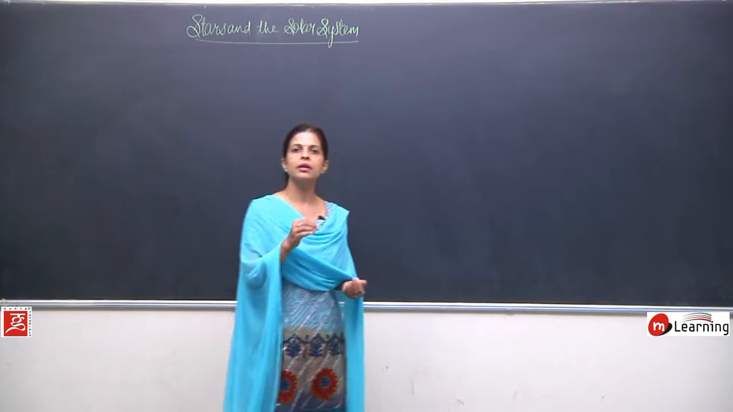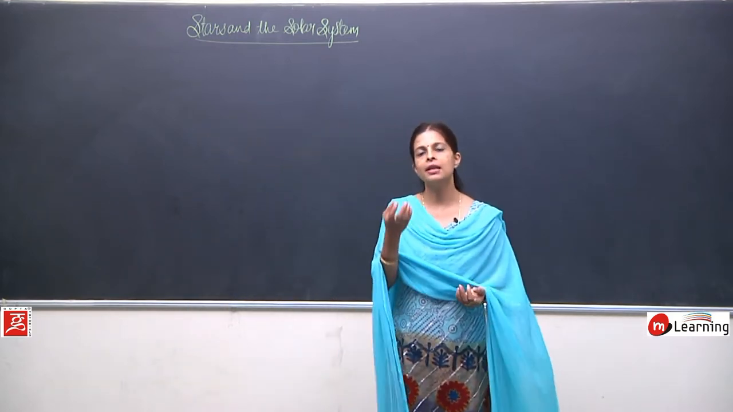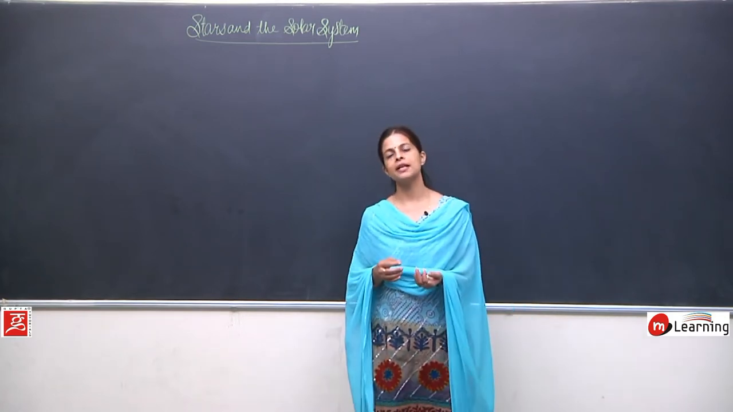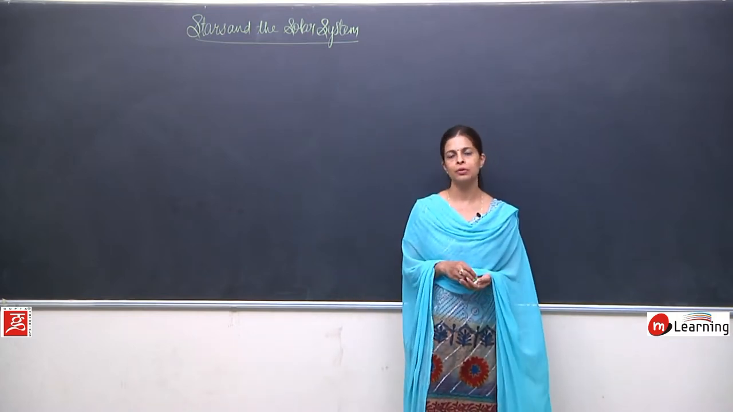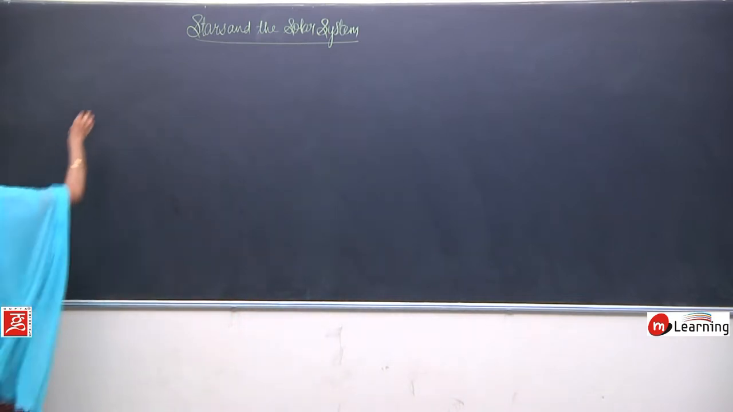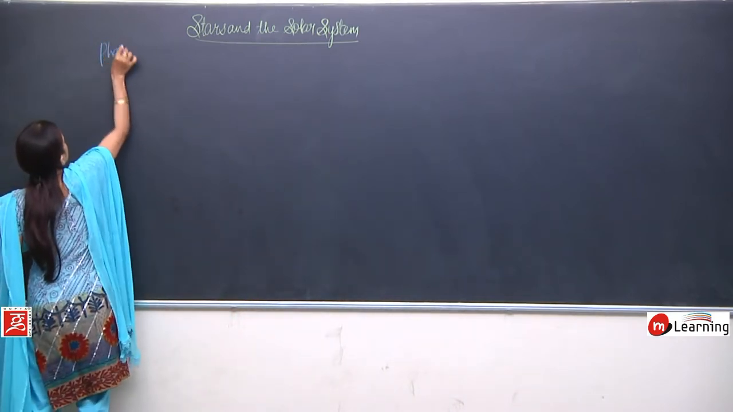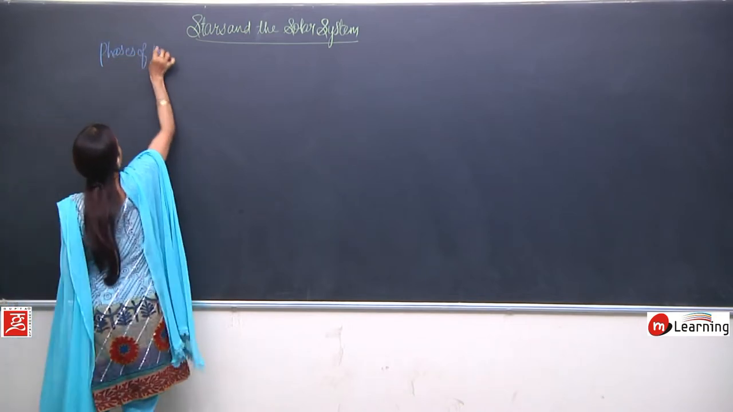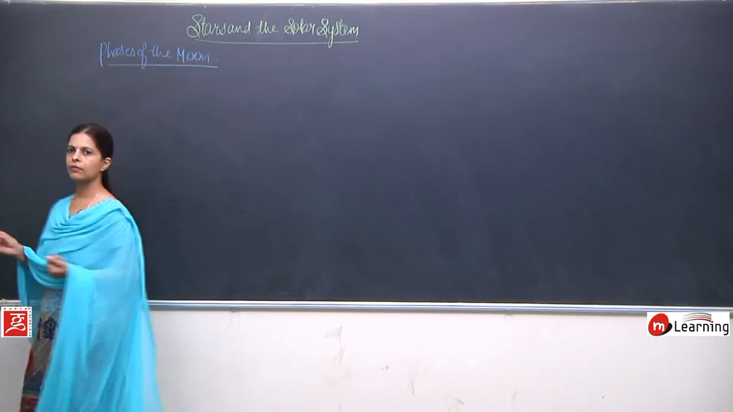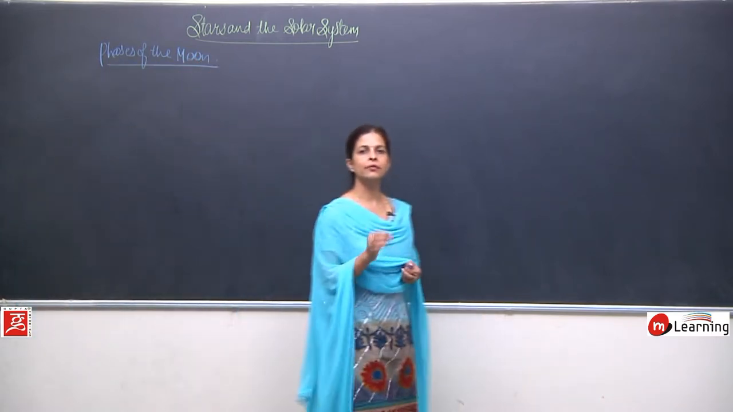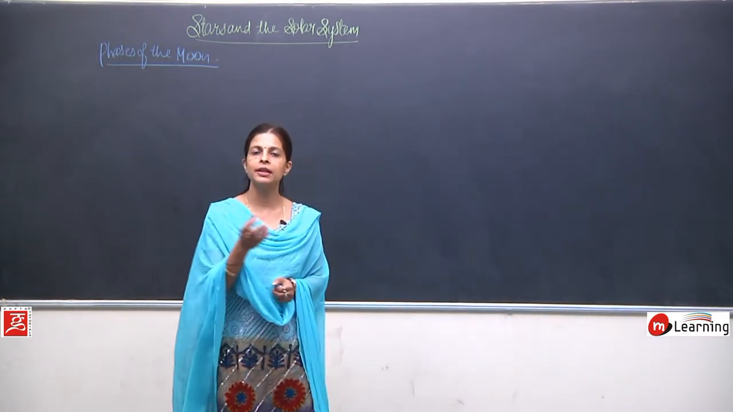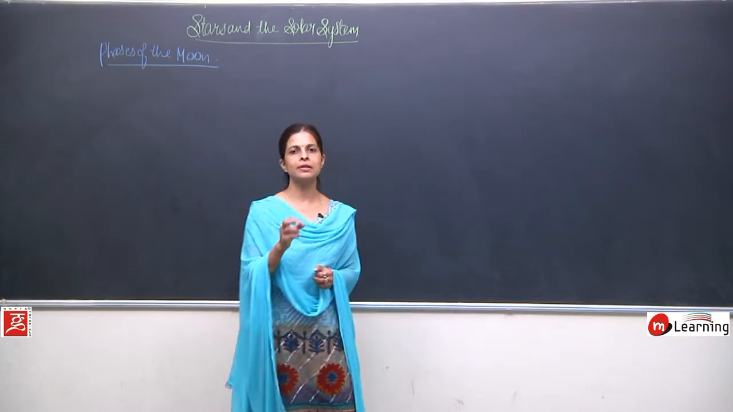Due to this revolution, changes come in the shape and size of the moon, and these changes in shape and size of the moon are the phases of the moon. So first of all, we'll talk about the phases of the moon. We do not exactly know the reason why, because of the revolution, the phases of the moon occur, but we know something about this.